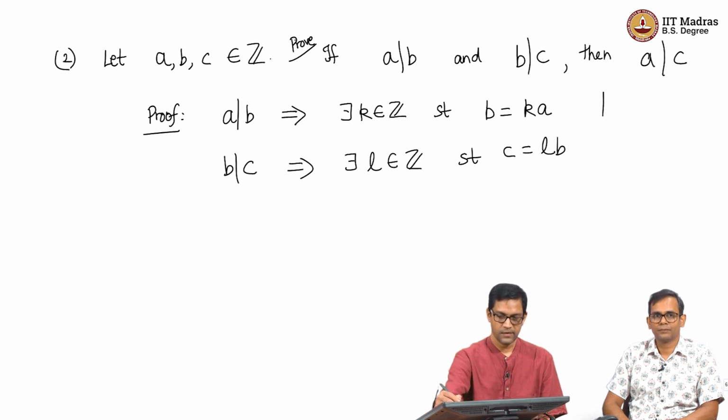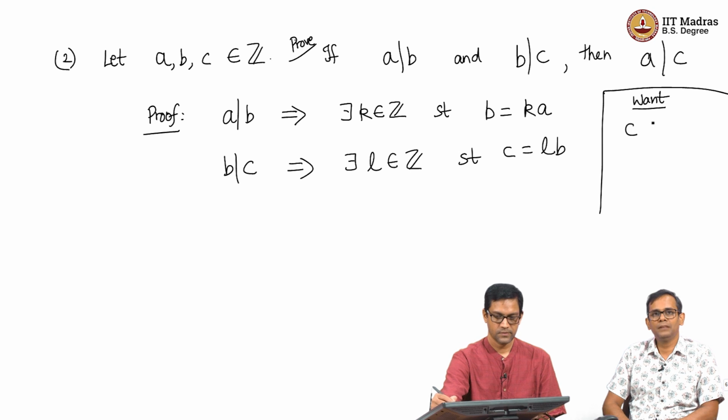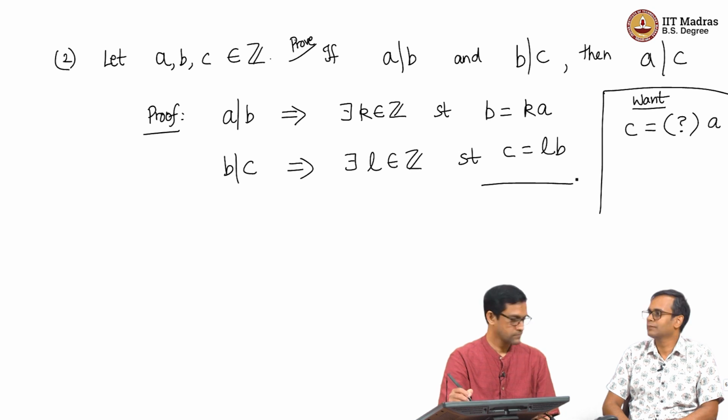Okay, and let's write on the margin. So what is it that we want? We want C to be something times A. So C there to be, there exists something, times A, right? I need to find that something, that number there. Now let's see if we can just get it from what we know.